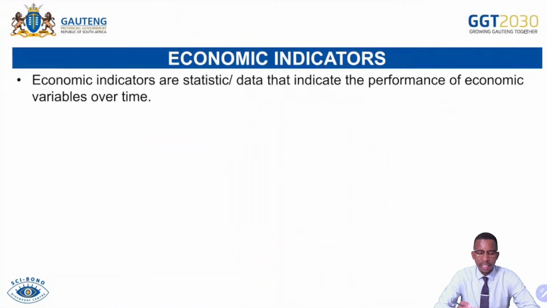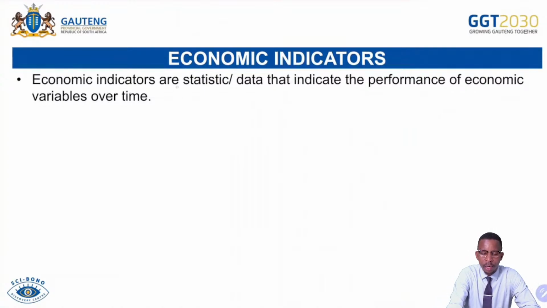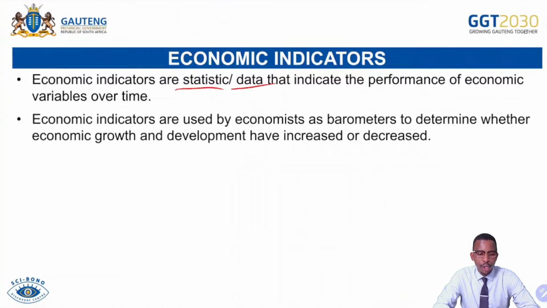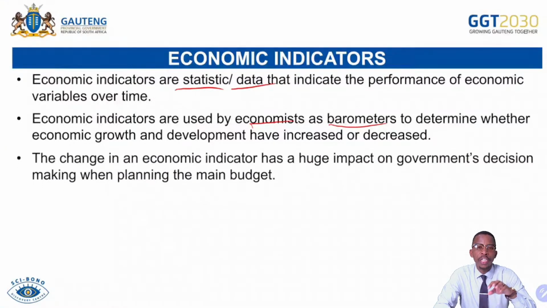Economic indicators are statistics or data that indicate the performance of economic variables over a period of time. They can be statistics, data or information used to measure the performance of economic activities over a period of time. Economic indicators are used by economists as barometers to determine whether economic growth and development have increased or decreased over a period of time. So they are very important because they show if we have experienced an increase or decrease of overall economic activities.